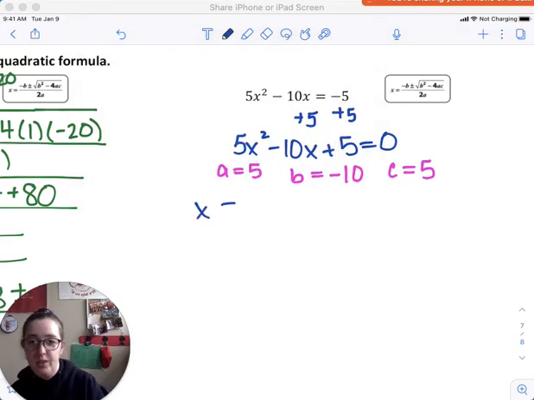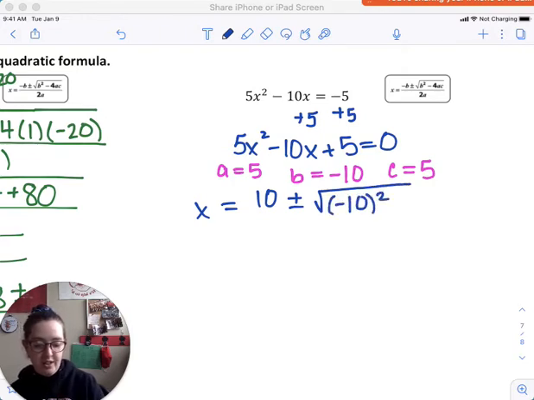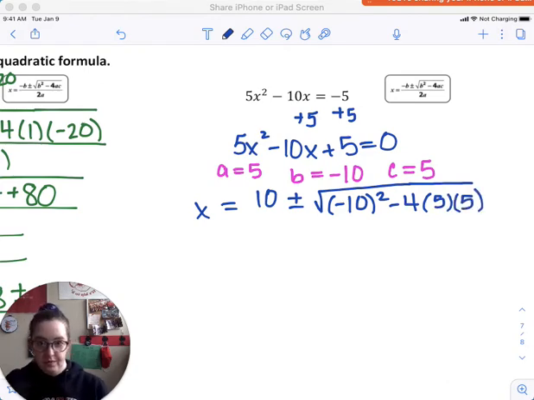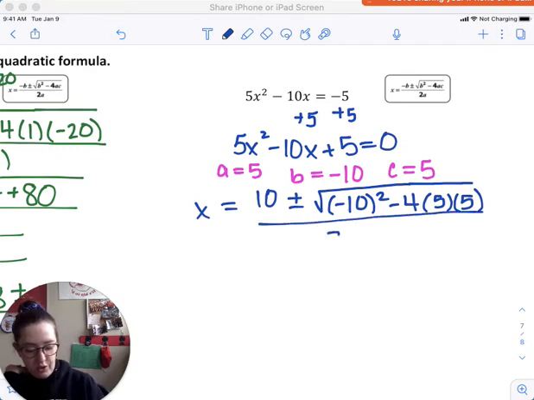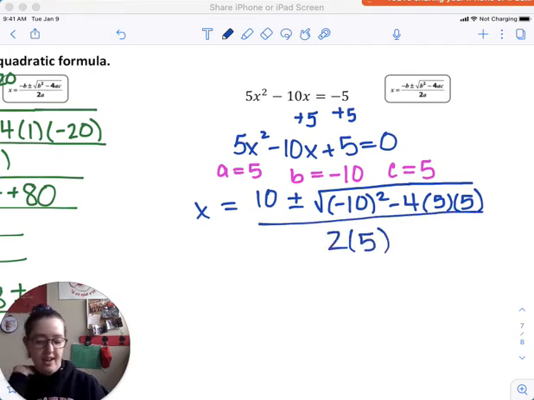X equals the opposite of b, so the opposite of negative 10 is positive 10, plus or minus the square root of b squared, so negative 10 squared, don't forget about those parentheses, minus 4 times a is 5, c is 5, all over 2 times a is 5.